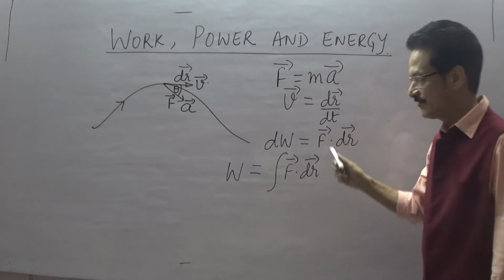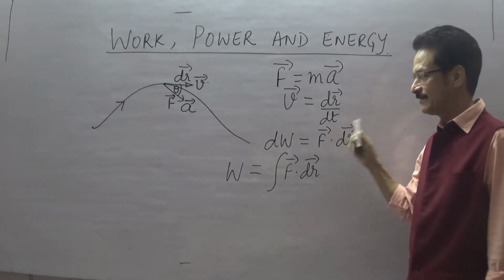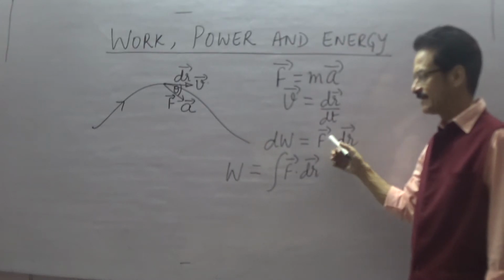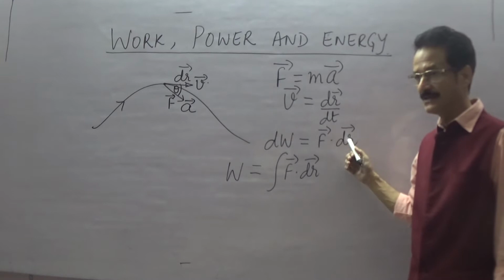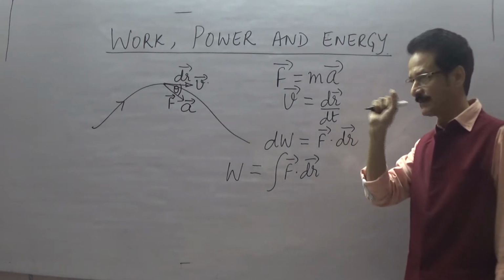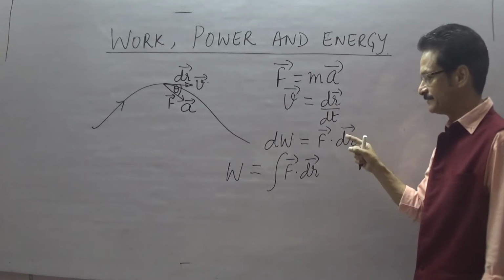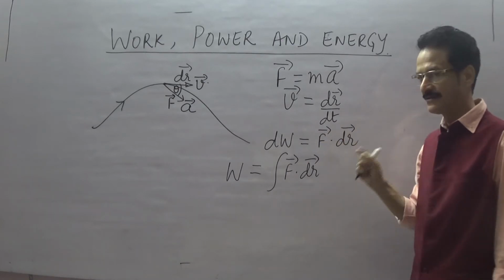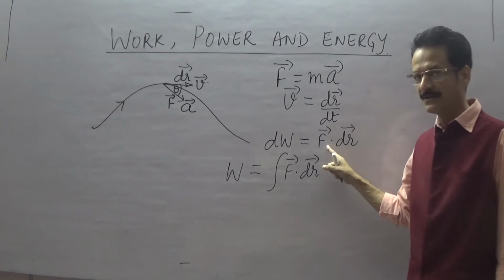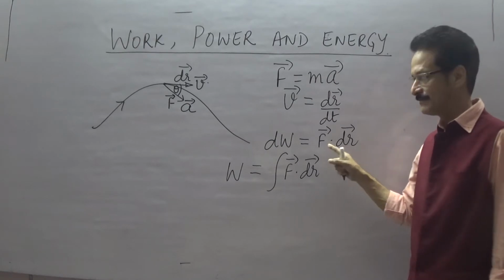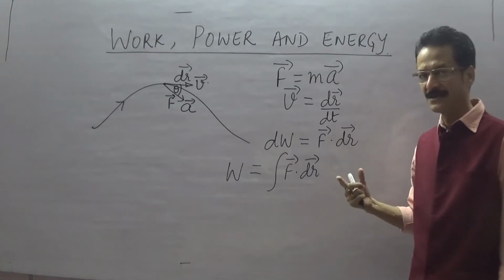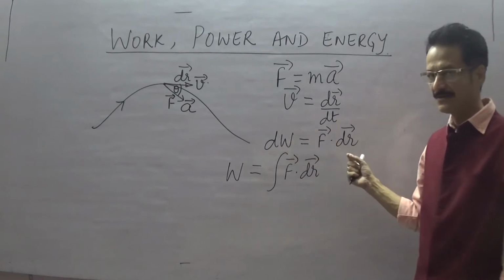So see, the work performed by this force will be zero if either the force is zero, or this dr vector is zero, that is, the point of application of the force is not moving, or the angle between these two vectors is 90 degrees, because this is the dot product. So under these three circumstances, the work done by the force will be zero.